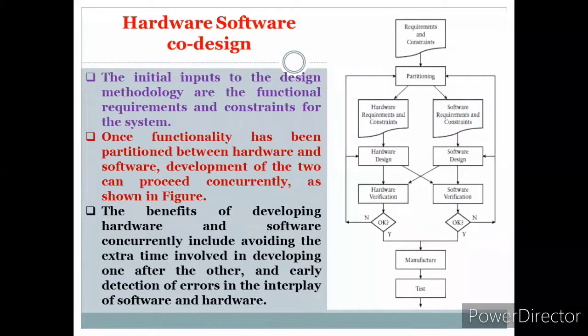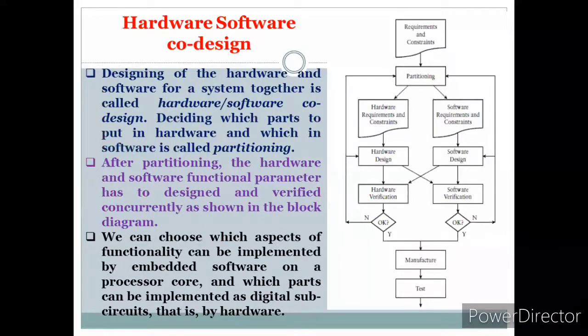The benefit of developing both in parallel is that the time taken will be less. There is no additional time requirement for the software design. Designing the hardware and software for a system together is called hardware software co-design. Since you are designing in parallel, it is called hardware software co-design. Deciding which part to put in hardware and which in software is called partitioning. Here the designer will take care of which part is the hardware part and which is the software part.